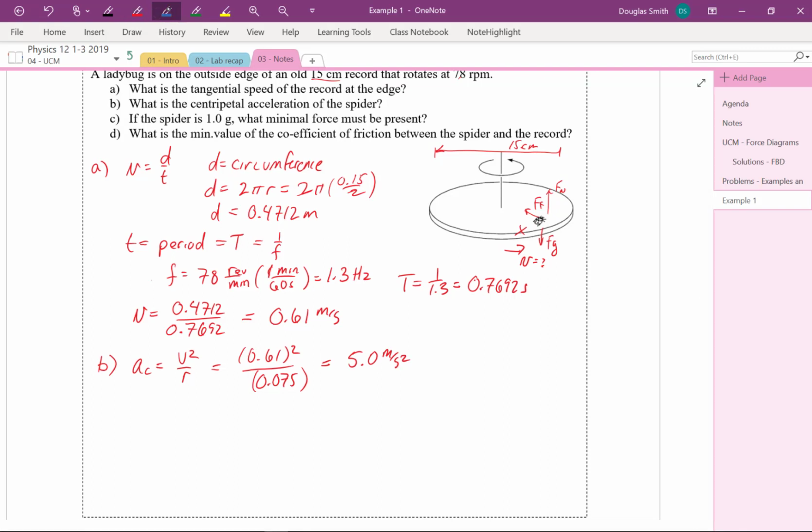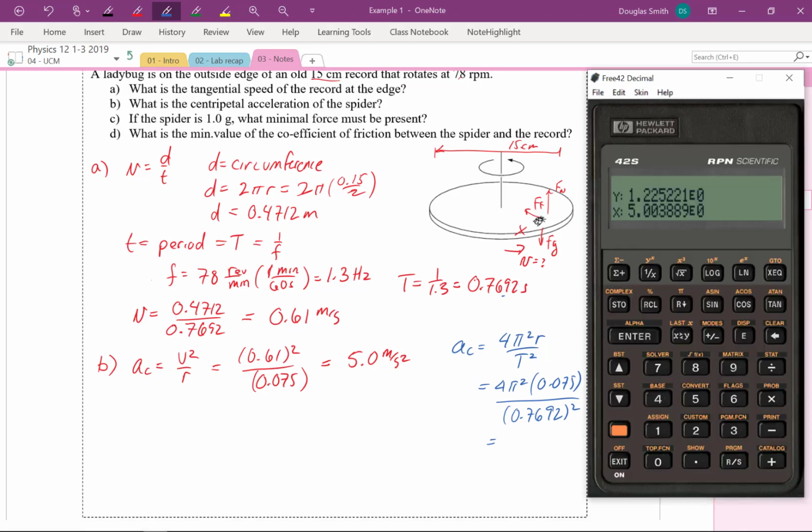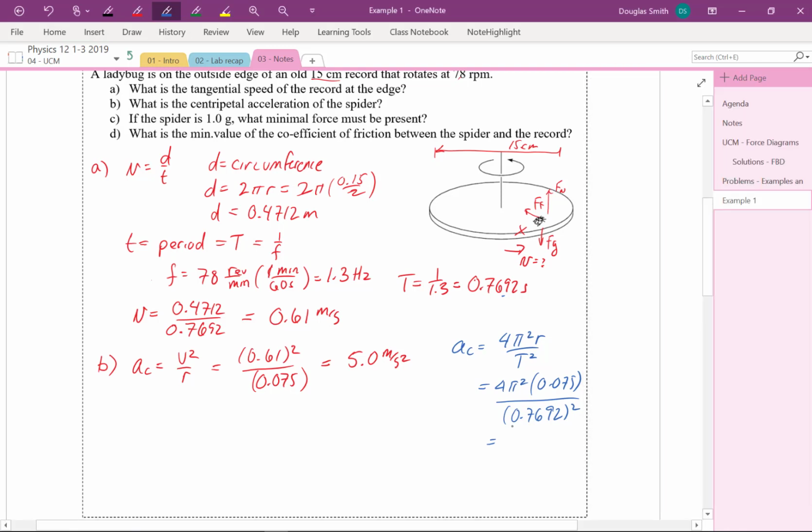And as an aside, we could use our other formula, a_c equals 4 pi squared r over T squared. It's 4 pi squared times 0.075, and then divide by the period we calculated here, squared. Let's try that. I get the same answer, 5.0.